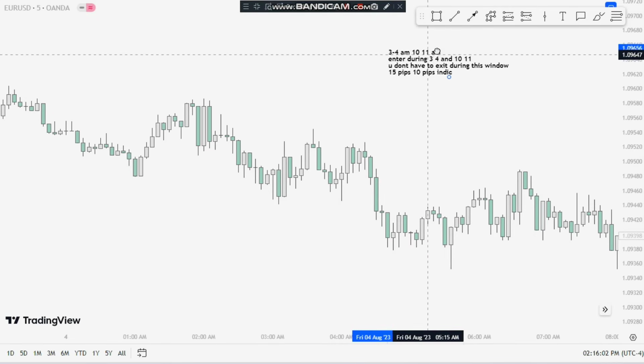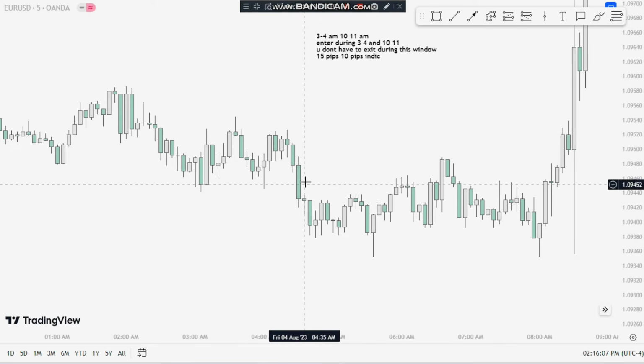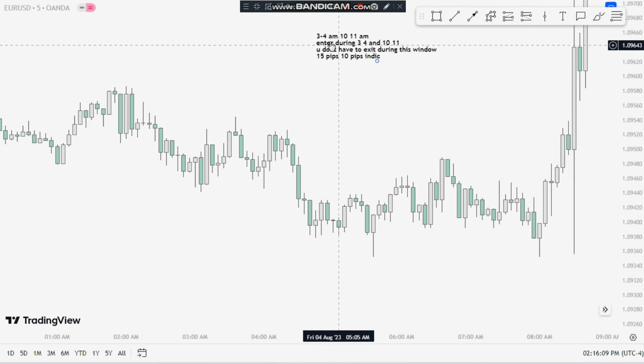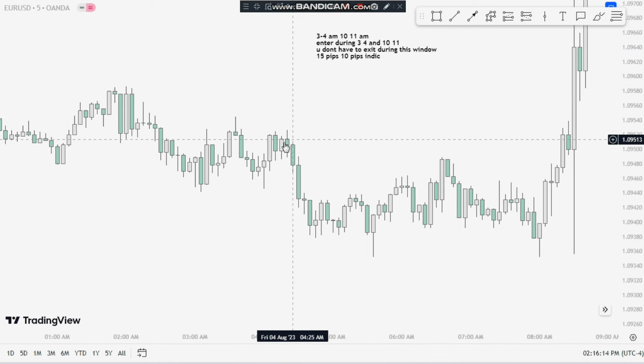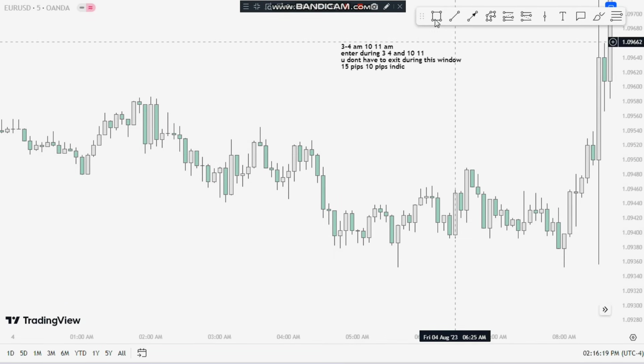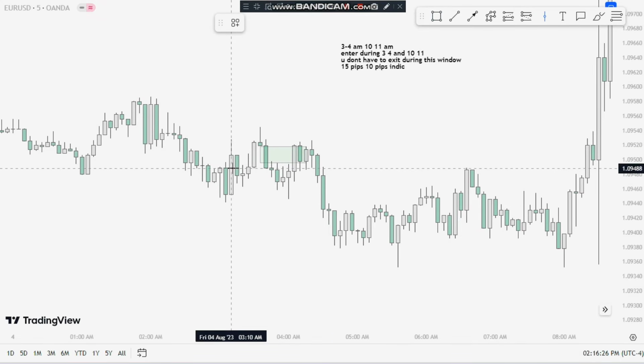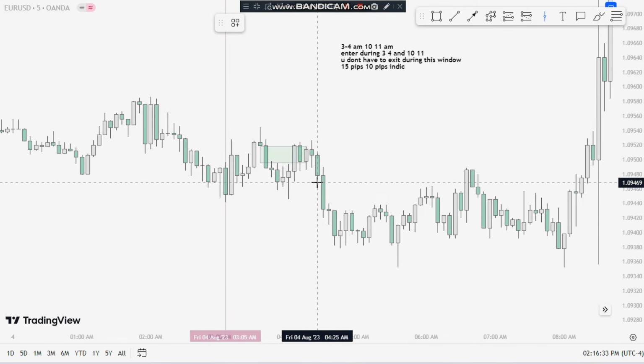Now, what is the silver bullet strategy? In the silver bullet strategy, you get a fair value gap during the 3 to 4 a.m. and 10 to 11 a.m. New York time. I will show you some examples. You can see here, this is the fair value gap during the 3 to 4 a.m. window. This is 3 a.m., and this is 4 a.m. Let me draw this line.